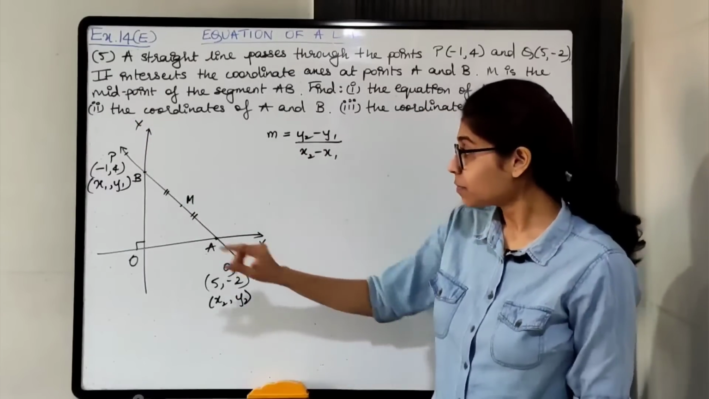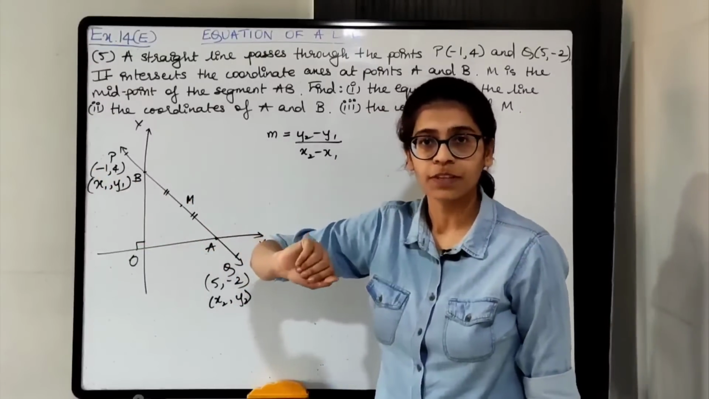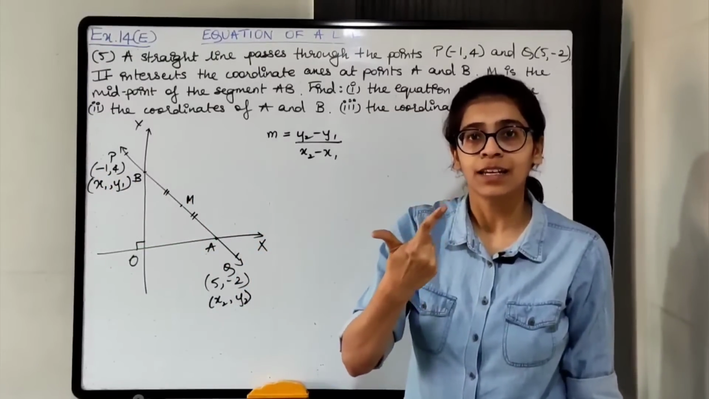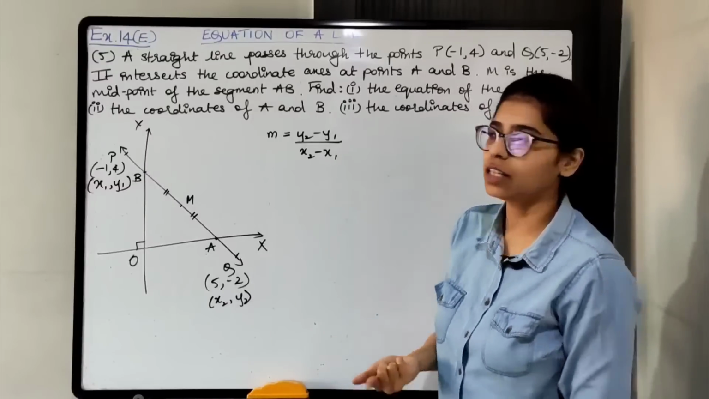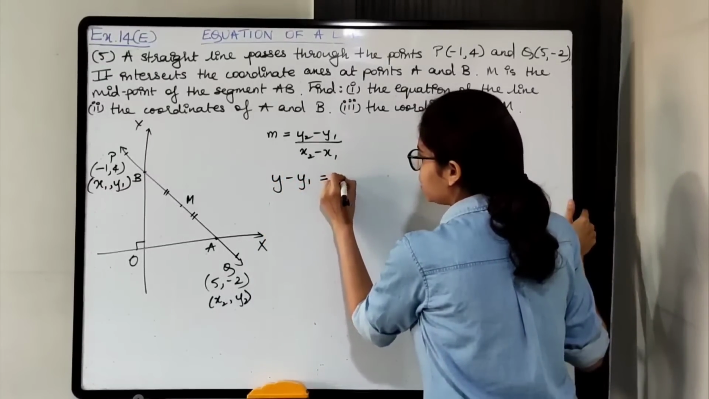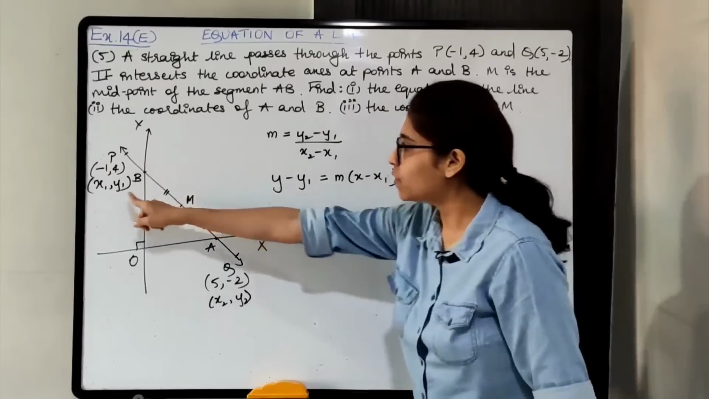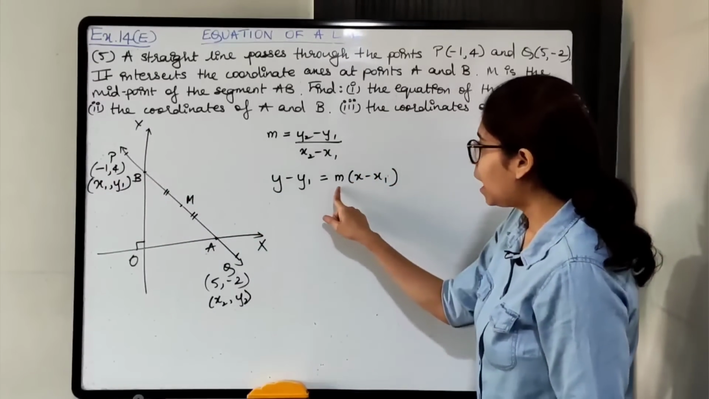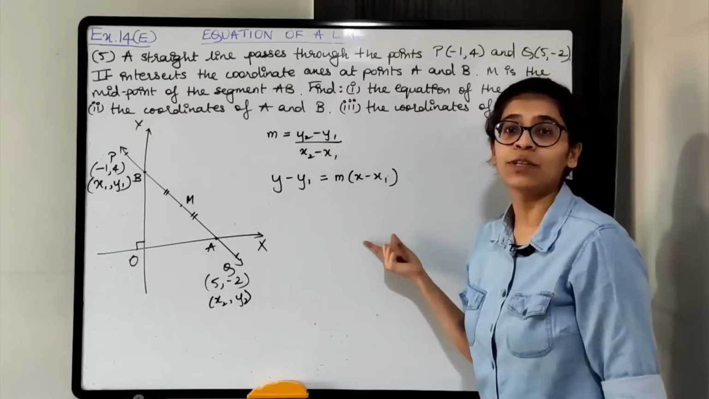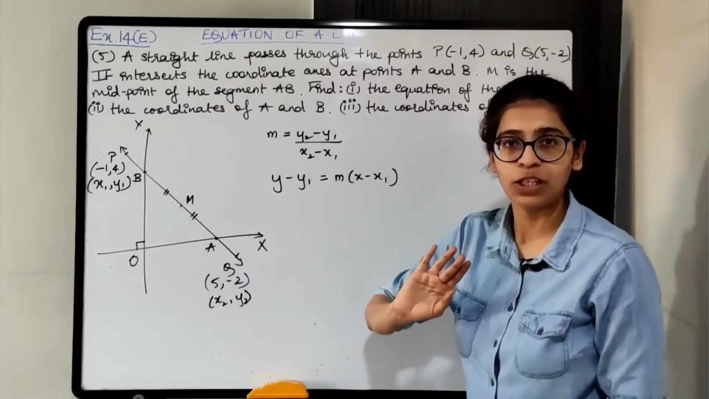Okay. Once you get slope, we have x1, y1 also. We have 1 point ka coordinates. We have slope of the line. Then we can easily find out the equation using the formula y minus y1 is equal to m into x minus x1. x1 y1 we have, m we'll get. So put the values, you will get the equation of the line. Okay, so we'll easily get the equation of line PQ.